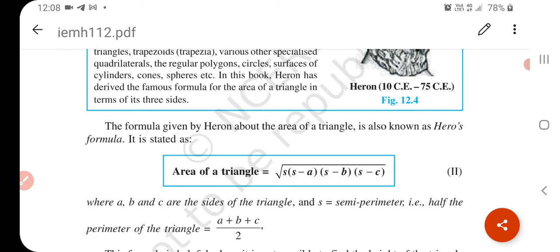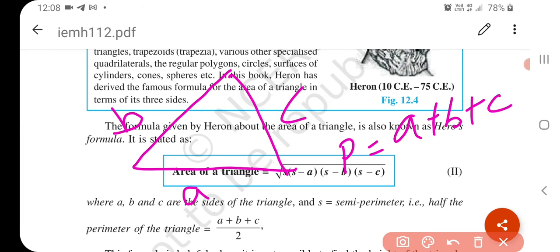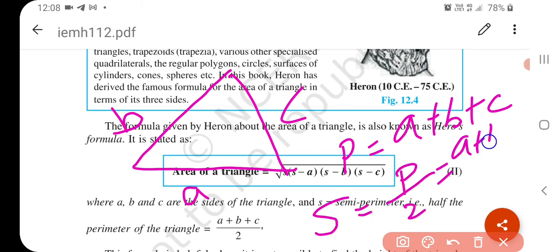And you know how to find the perimeter. If the sides are given then we can easily find the perimeter. If this is a, this is b, this is c, so the perimeter is a plus b plus c. And what do we mean by half of the perimeter? If I want to find the semi-perimeter s, I take p upon 2, where p is a plus b plus c, upon 2. Okay, understand? So this way you can find the semi-perimeter.